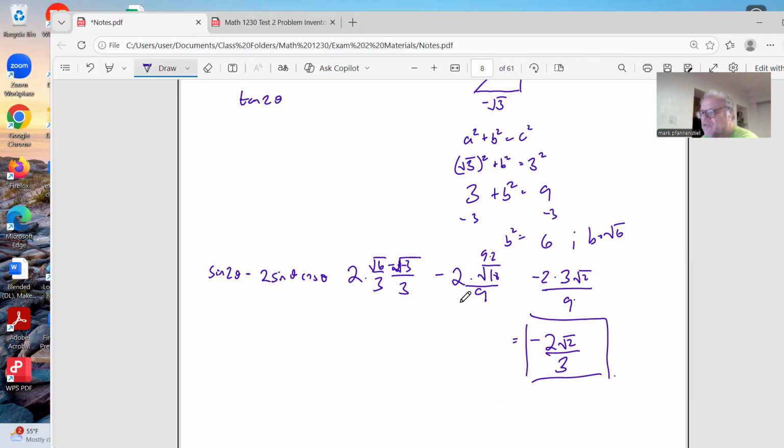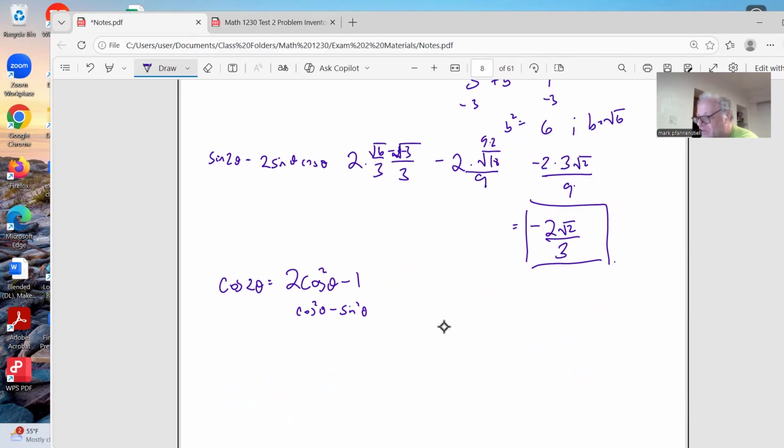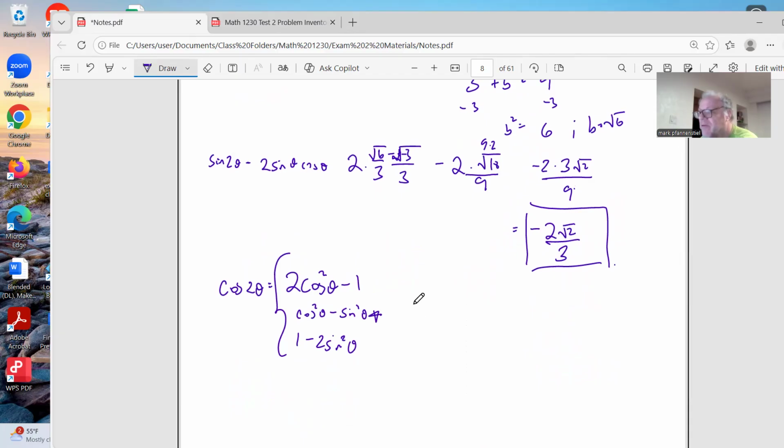All right, next one up, we have cosine of 2 theta. Cosine of 2 theta is 2 cosine squared theta minus 1. You could have also written this as cosine squared theta minus sine squared theta, or you could write this as 1 minus 2 sine squared theta. You can use any one of these formulas. It's okay. Actually, we're going to use the middle one, that one right there.